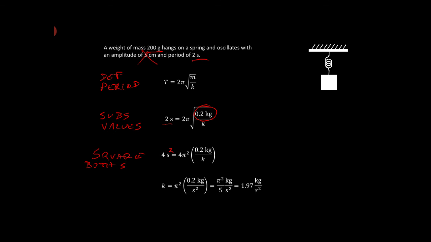Anything you do to one side, you do to the other side. That's how algebra works. That's basically the only rule to algebra, is anything you do to one thing, you do to the other thing. Everything else is a variation on the theme. And let's see, what do we do now? Oh, we solve for k, which is what we cared about. And so that basically meant that we canceled out those 4's, and we divided through by the second squared and multiplied through by the k, and we ended up with that 1.97 kilograms per second squared.